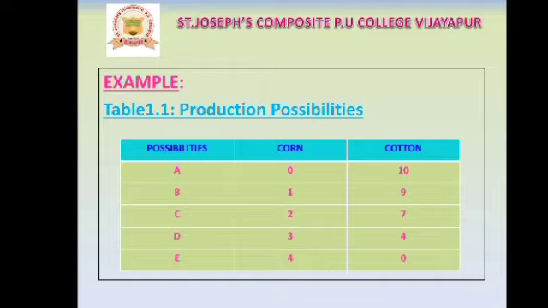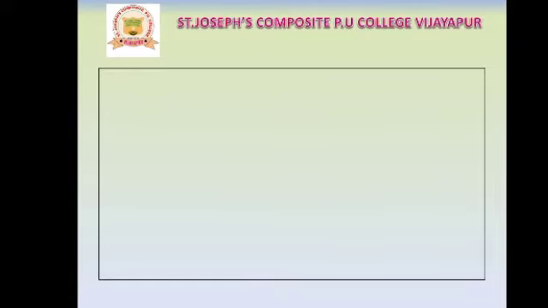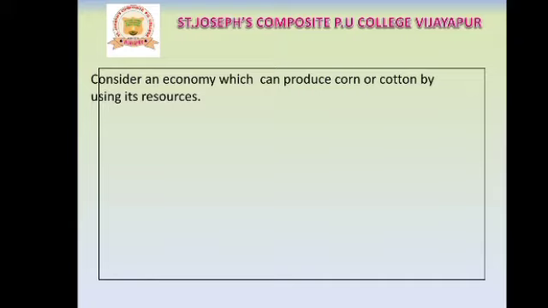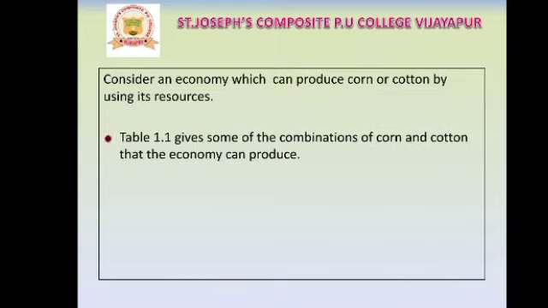So this is the production possibility set, or the table. It shows in detail the production of both corn as well as cotton by using the A to E combinations, or the A to E possibilities. Observe this table. Consider an economy which can produce corn or cotton by using its resources. We get an idea from table 1.1. It gives some of the combinations of corn and cotton that the economy can produce.